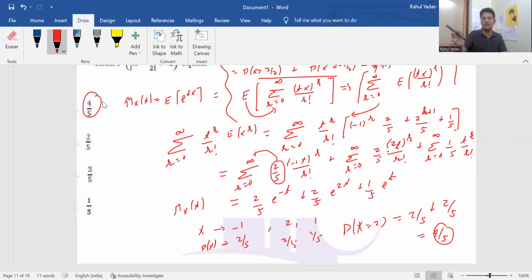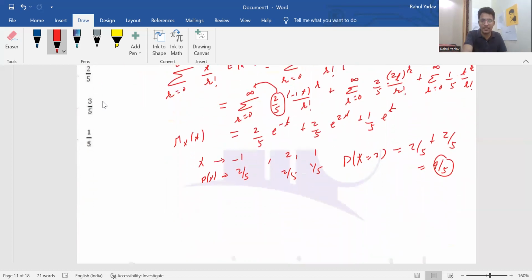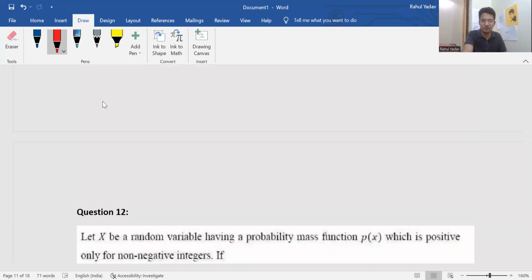There is a possibility that I have made some calculation error. If you find any, just try to solve it and drop me a message in the comments. Okay, let's have a look at the next problem.